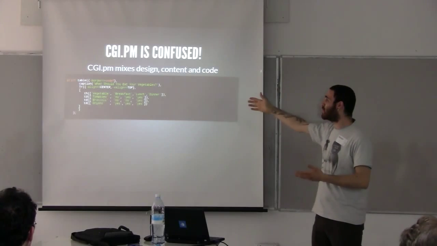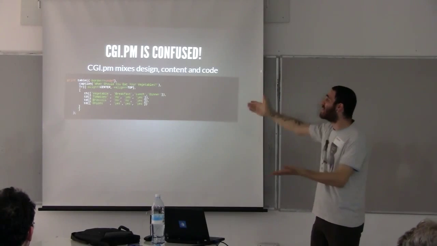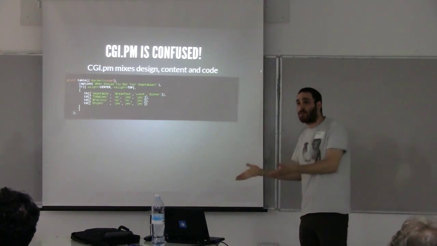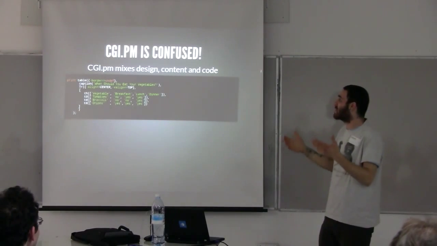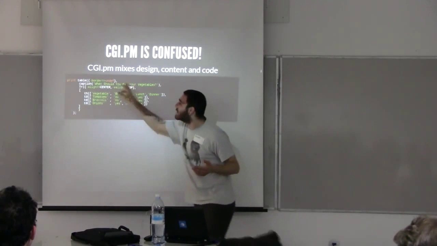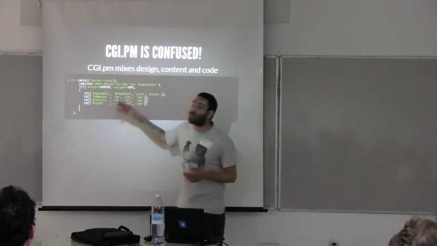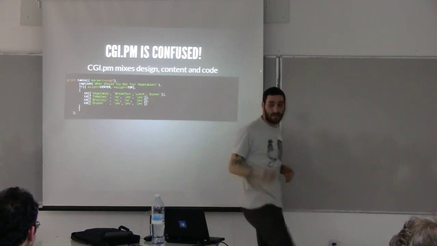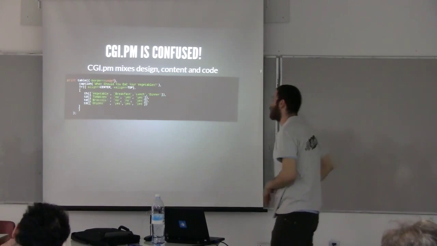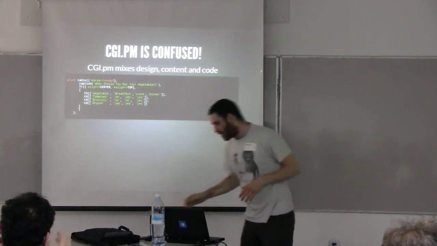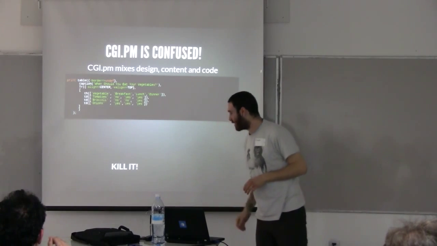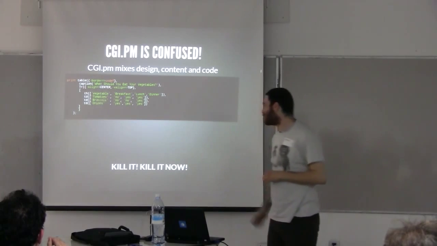This prints out a table using code. Like, you have HTML, why would you have this? And if you have HTML, why won't you put a template on it and let someone write the content, and someone else write the design, and someone else write the HTML, and you write the actual code, for like the logic code, not just shitty stuff that doesn't mean anything. So this is another reason to hate CGI.pm. And again, I'll stress this.